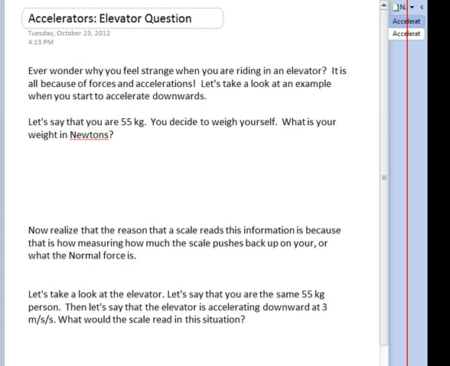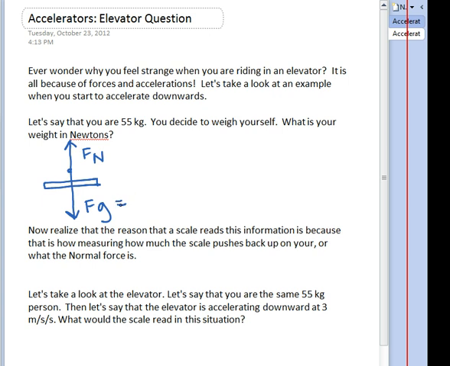Let's say you're 55 kilograms and you decide to weigh yourself. What is our weight in newtons? Well, here's your scale. You're standing on it, and you have two forces acting on you. You have the force of gravity going down, and you are going to have the force of the normal from the scale pushing back up.